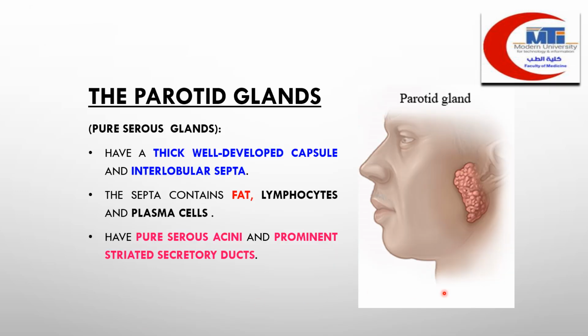The parotid gland is located subcutaneously on either side of the face, below and anterior to the ear. They are purely serous compound tubuloalveolar glands. They have a thick, well-developed capsule and thick interlobular septa containing many lymphocytes, plasma cells, and numerous fat cells. They show pure serous acini and prominent striated secretory ducts. Parotid glands produce about 25% of total salivary secretion.